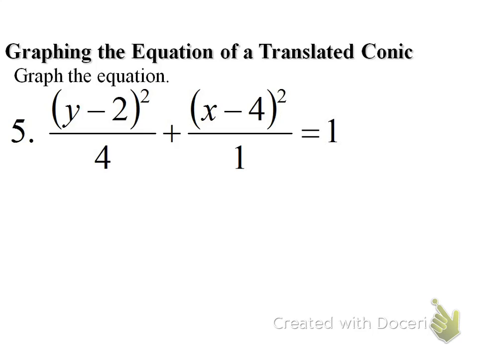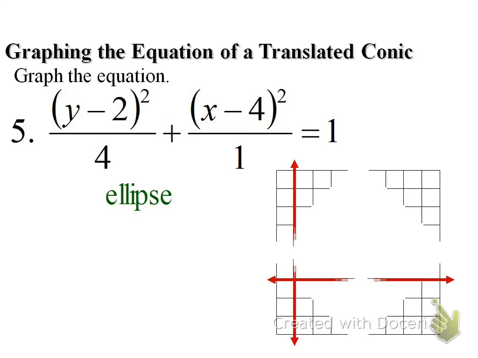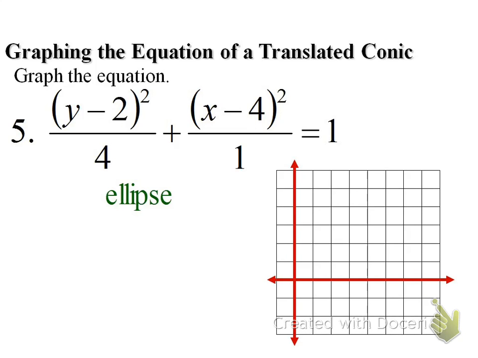What is this? An ellipse. Very good. Now, notice the x squared is after the y squared. Does that matter? No, it's a plus sign, okay? If you feel more comfortable with the x in the front, do it. Now, what are they subtracting from the x value? What are they subtracting from the y value? So my center is at the point (4, 2).